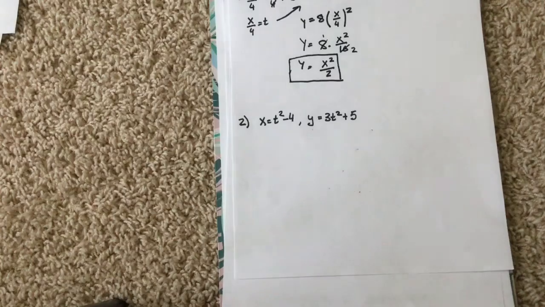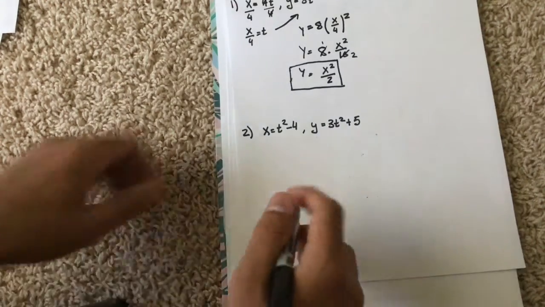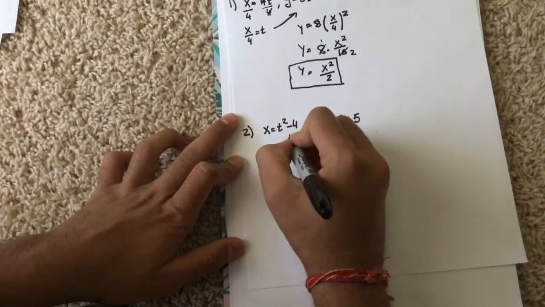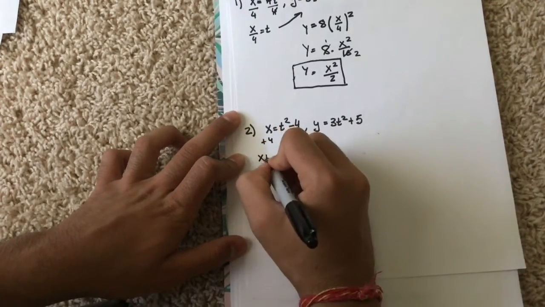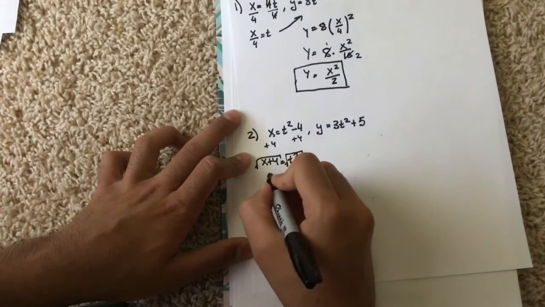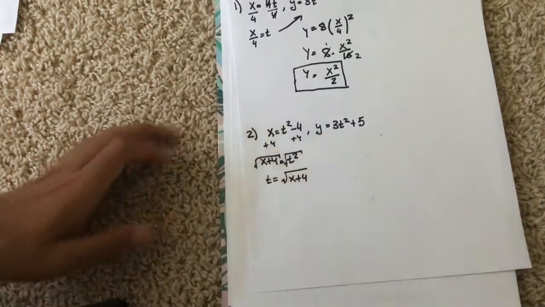x equals t squared minus 4 and y equals 3t squared plus 5. Now we solve for t again. So let's start solving for t on this one. So we add 4 to both sides. x plus 4 equals t squared. And then you take the square root on both sides to get t equals the square root of x plus 4.